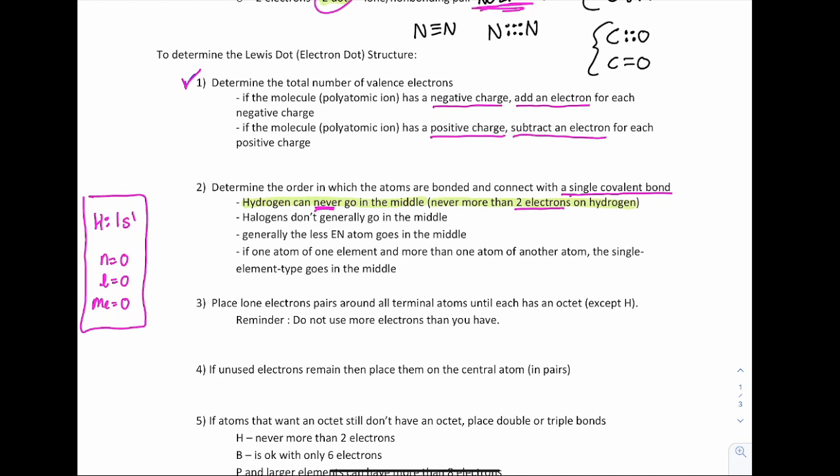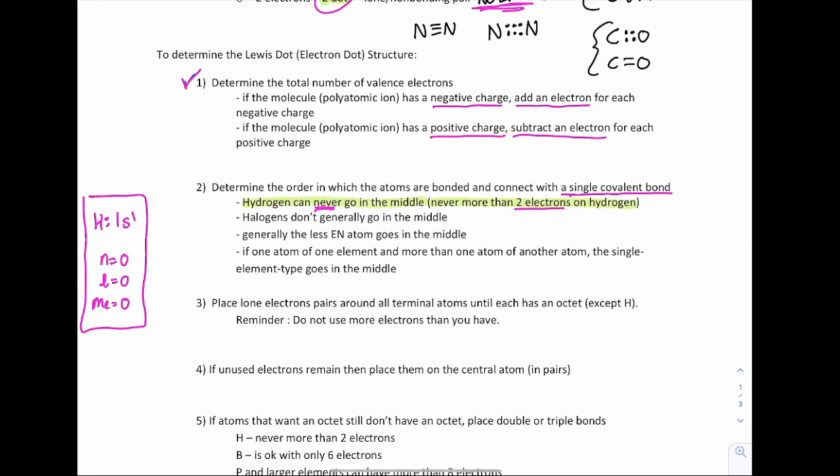And then the next one, generally the less electronegative atom goes in the middle. Remember we had that trend on our periodic table where we said, this is a horrible out of scale periodic table, but fluorine is my most electronegative atom. And as we get closer to fluorine, it becomes more electronegative. Remember, hydrogen has about the same electronegativity as phosphorus. So in general, the less electronegative atom is going to go in the center, but do be careful.